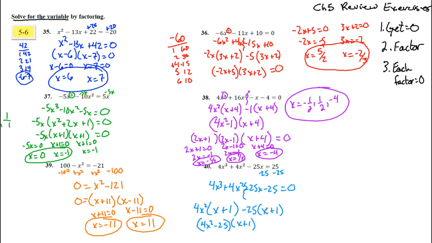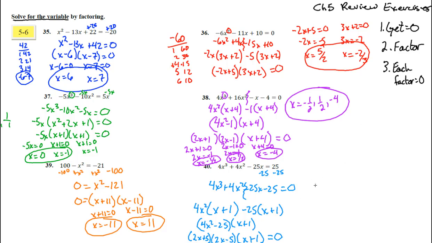Now let's look harder. Can either one of these go down further? Yes, this is two terms. That's a difference of perfect squares. 4x squared is 2x times 2x. 25 is 5 times 5, so that breaks down further into 2x plus 5, 2x minus 5, and then this one, x plus 1 equals 0. Good. Now, step number 3.